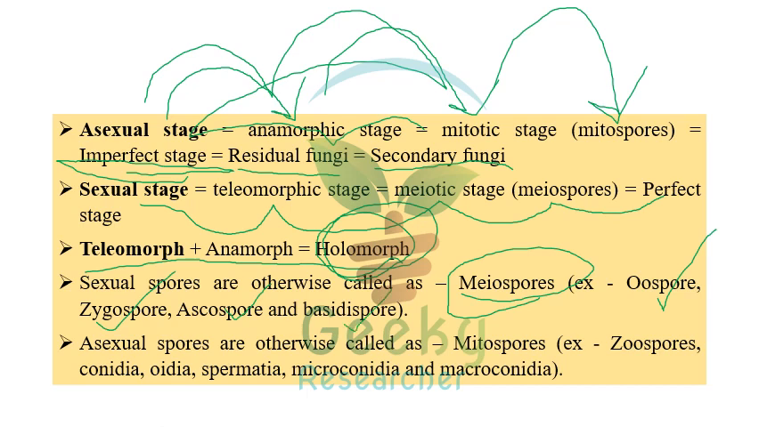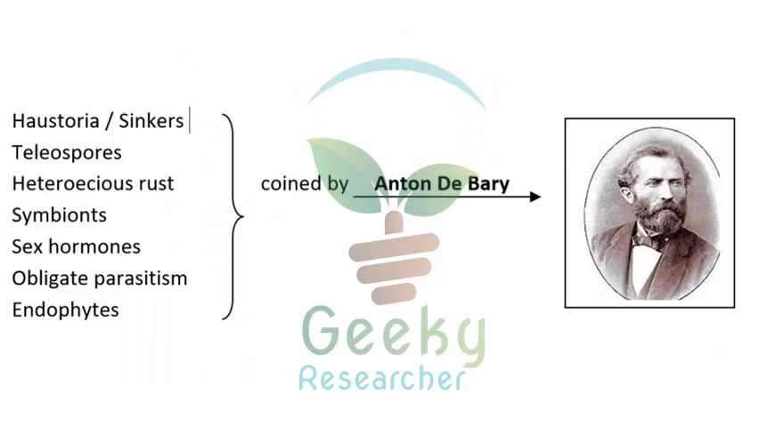In the previous slide I told you oospores and zygospores are the diploid sexual resting spores, whereas ascospores and basidiospores are the haploid non-resting sexual spores. When it comes to asexual spores, mitospores are developed through the process of mitosis. Maybe we have already seen conidia, oidia, spermatia, microconidia, macroconidia; all come under asexual spores only. So we can expect one question, maybe directly or indirectly, I'm not sure.